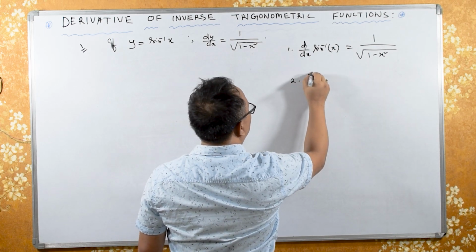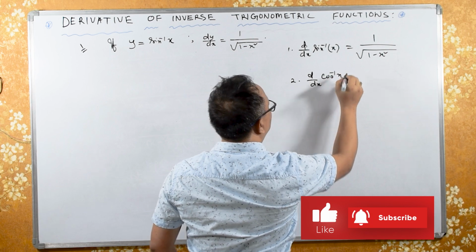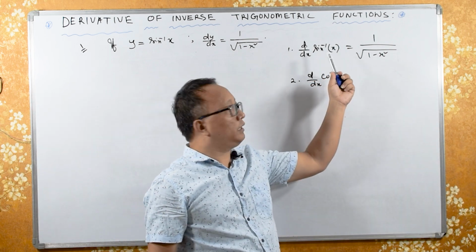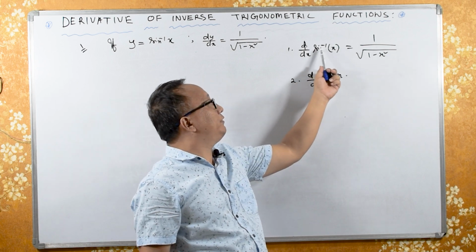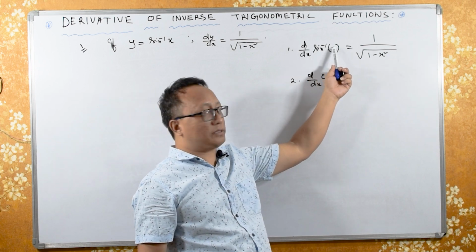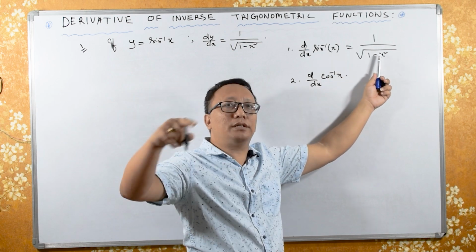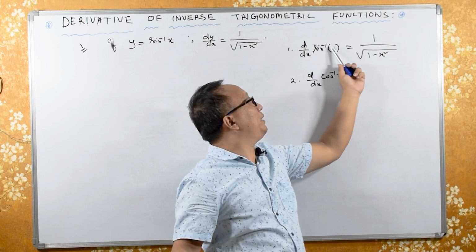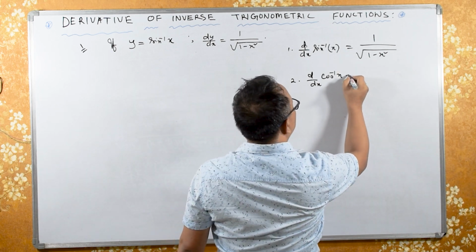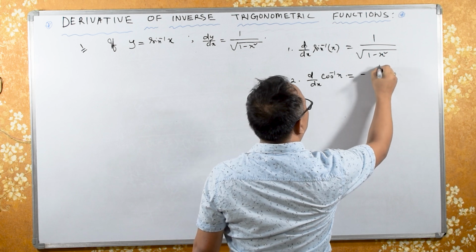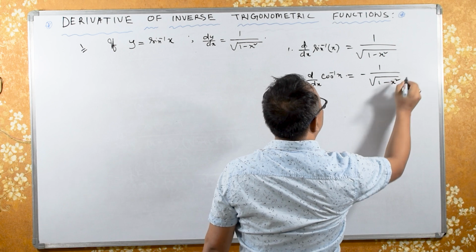Number 2, d by dx of cos inverse x. Please be careful over here. Again, you have to differentiate the inside with respect to x. For example, if I have d by dx of sine inverse 2x, it is 1 upon square root of 1 minus 2x the whole square, and again 2x you have to differentiate with respect to x. Now if it is cos inverse x, then a minus comes: minus 1 upon square root of 1 minus x square.